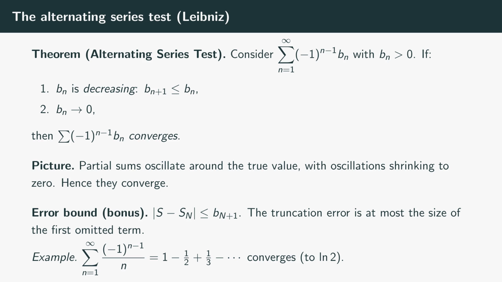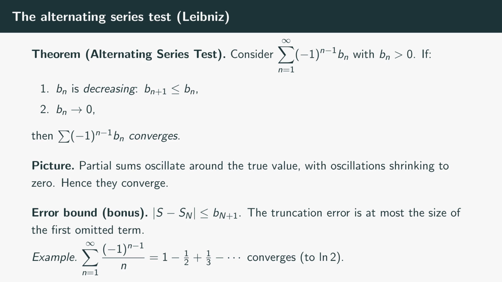Why does this work? Picture the partial sums. S_1 equals b_1. S_2 equals S_1 minus b_2, less than S_1. S_3 equals S_2 plus b_3, larger than S_2 but smaller than S_1, since b_3 is less than or equal to b_2. The partial sums bounce up and down, but each bounce is smaller than the previous. They're trapped in a shrinking window that closes to 0 width because b_n approaches 0. They converge. Bonus, the error in truncating after n terms is bounded by b_(n+1), the size of the first omitted term, useful for numerical estimates.